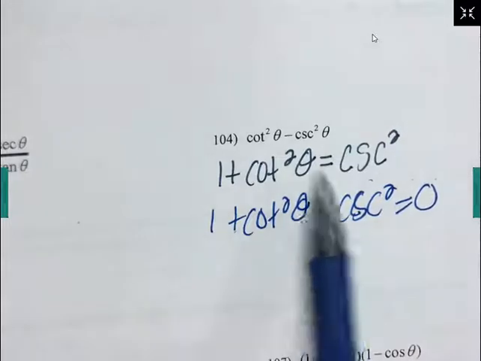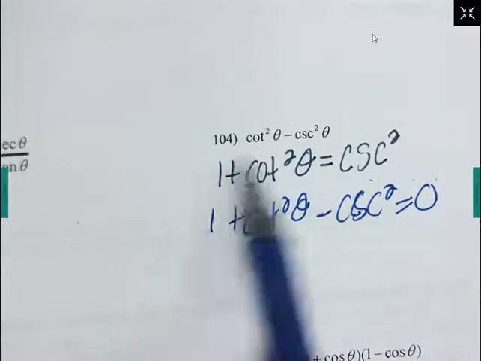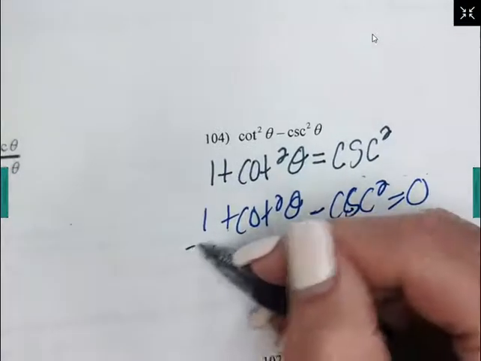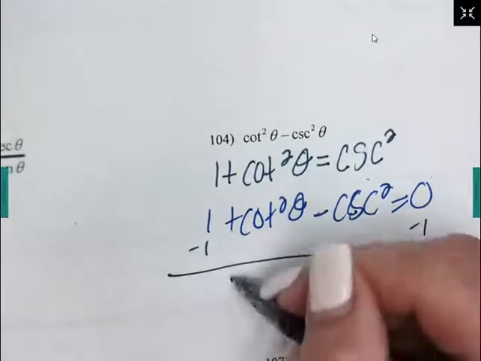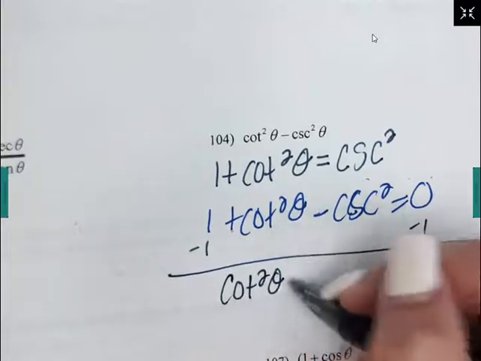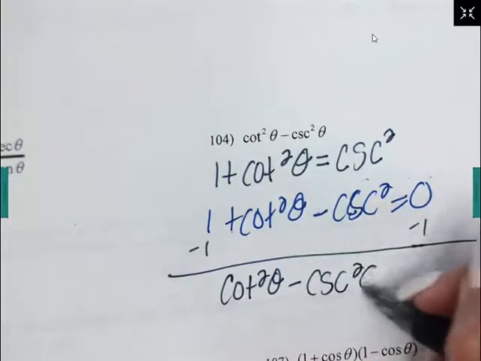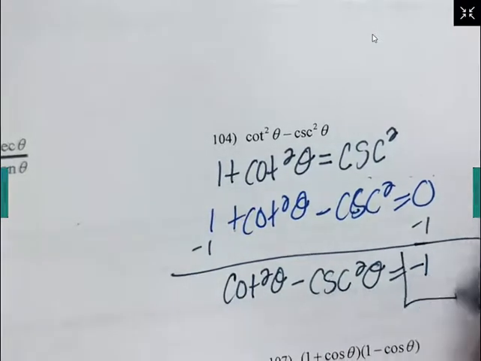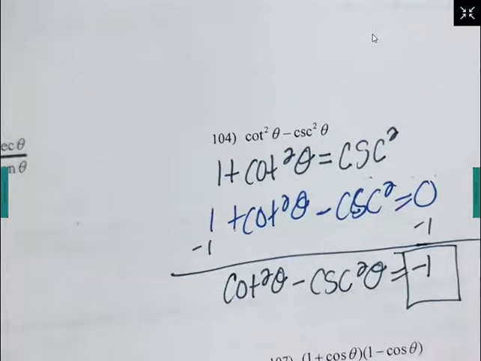But what's here that isn't here? The 1. So let's subtract it. And that leaves us with cotangent squared of theta minus cosecant squared of theta is equal to negative 1. So what is cotangent squared of theta minus cosecant squared of theta equal to? Negative 1. Any questions?